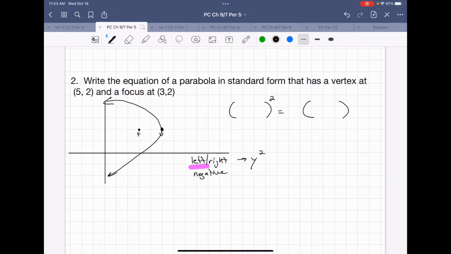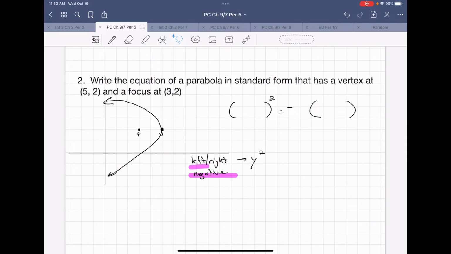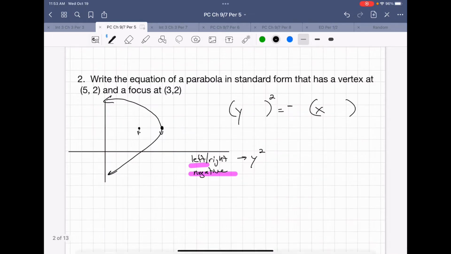The x's to the left are negative, so we know I'm going to have a negative in front of my parenthesis that is not squared. Y is going to be the parentheses that is squared. X is going to be the parentheses that is not squared. We know the vertex, so plug the vertex in the correct spots. The vertex was 5, 2. 5 for x becomes opposite, minus 5. 2 for y becomes opposite, minus 2.